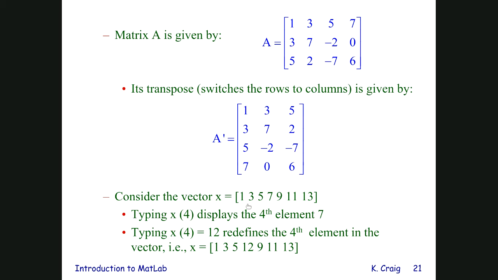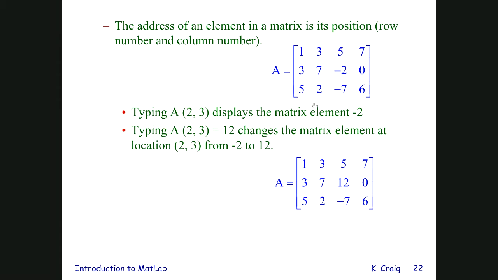If you want to select one element, let's say x(4), if x is this vector, x(4) gives you the fourth element. And if you say x(4) = 12, in that case the fourth element of x is changed to 12. Also, for example, A(2,3) displays minus 2. If you say A(2,3) = 12, then you replace this minus 2 with a 12. Everything else remains the same.